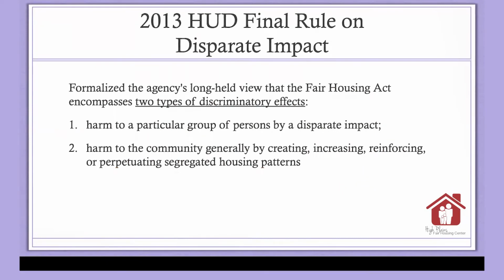In 2013, HUD issued its final rule on disparate impact, and it formalized the agency's long-held view that the Fair Housing Act encompasses these two types of discriminatory effects. One, harm to a particular group of persons by disparate impact. That's what that regulation in the previous slide talked about. But also, it can be established through the discriminatory effect of harm to the community generally by creating, increasing, reinforcing, or perpetuating segregated housing patterns.